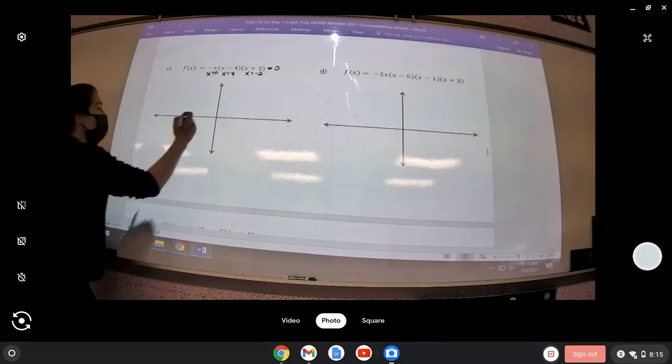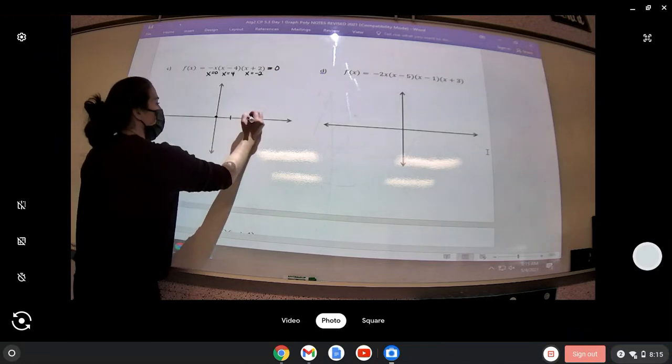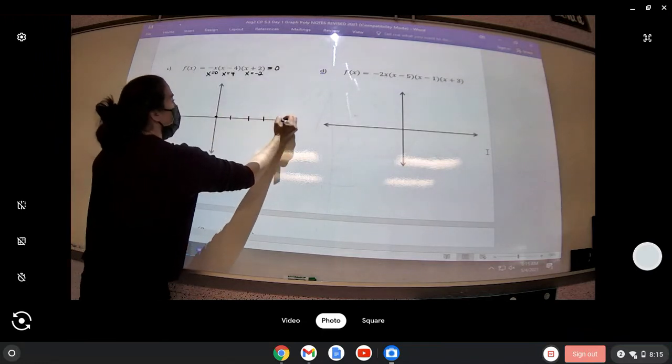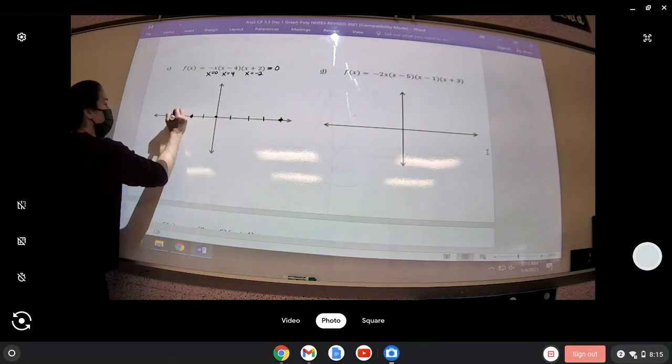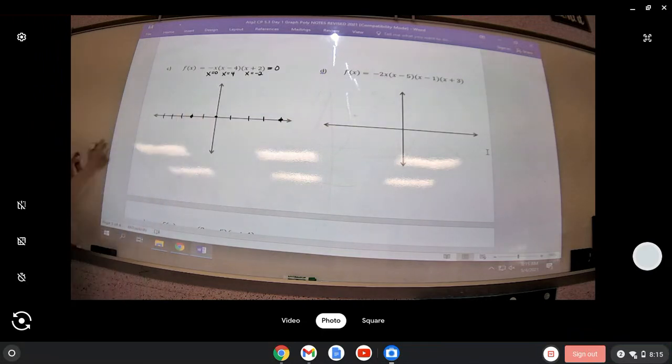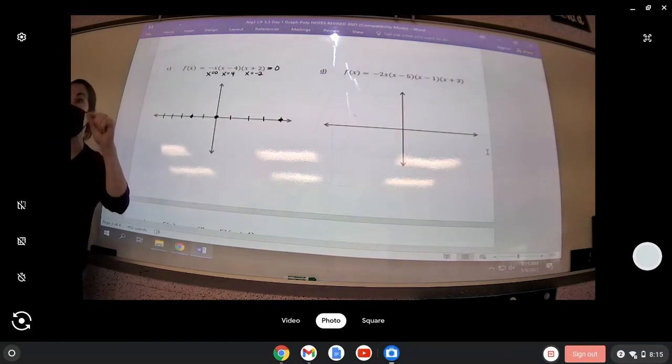So let's plot them. I got 0, 4, and negative 2. Okay? Now let's get that y-intercept. It's the only other official point that you put on the graph.